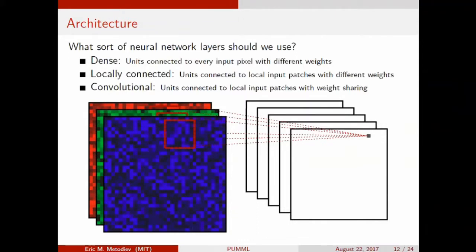A lot of people had the typical slide explaining what the different layers mean. I'll just go over each with one sentence. For a dense layer, you connect every unit to the entire input. For locally connected layers, like these in the GANs, you connect each unit to a patch of your input with different weights for each patch. And in convolutional layers, it's the same thing, but you share weights for the different patches. So you learn the same function for each patch, which is an interesting feature that you can build into your algorithm.